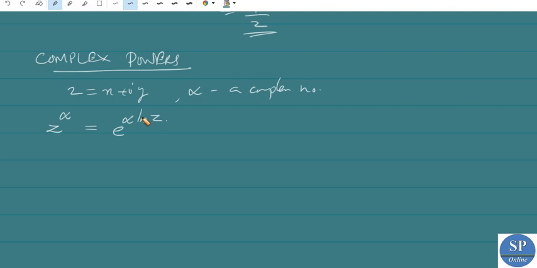variable. Real variable case: e power alpha into ln of x, what was e power ln of x power alpha? So it is x power alpha.